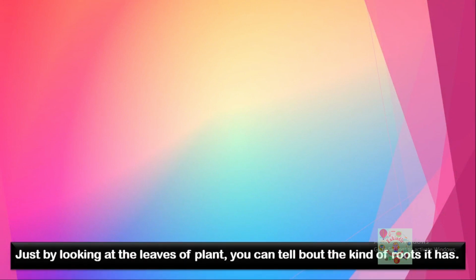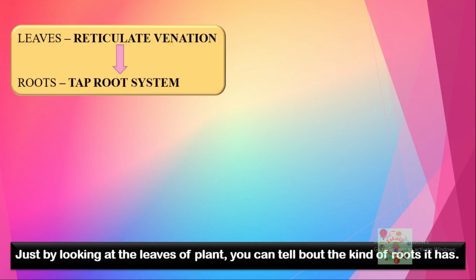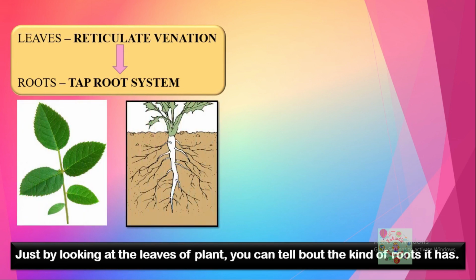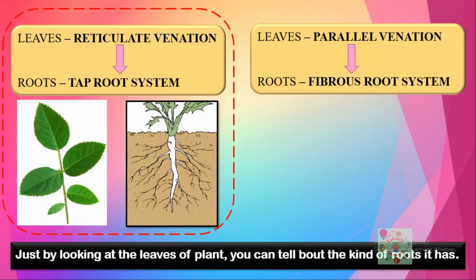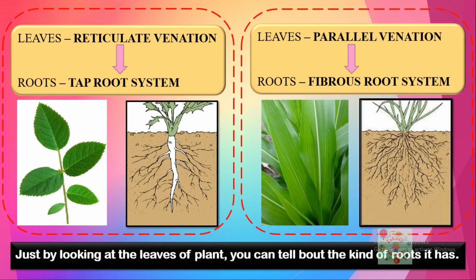Okay, just by looking at the leaves of a plant, you can tell about the kind of roots it has. If the leaves have reticulate venation, then the root type will be taproot system. For example, a rose plant. And if the leaves have parallel venation, then the root type is fibrous root system. For example, maize. Okay, to understand the functions of root, we'll perform a simple activity.